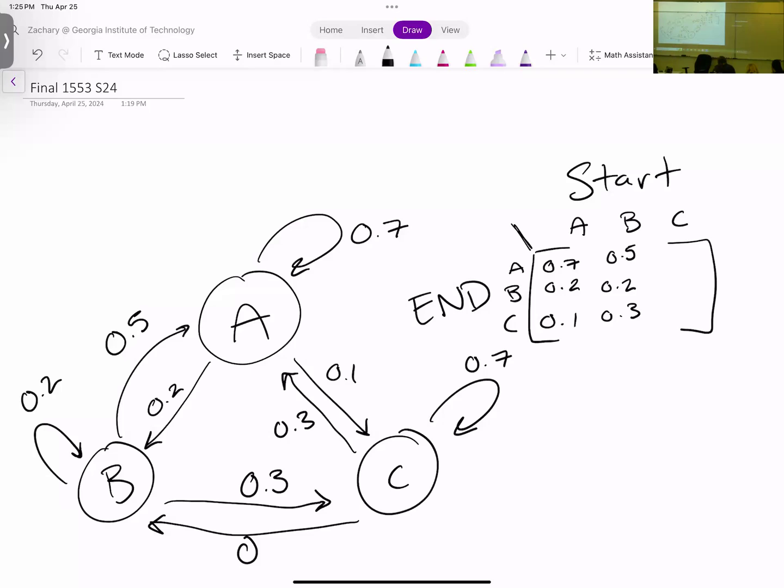Filling in the last column, starting in C and ending in A is a 0.3. Why did you stop charging?